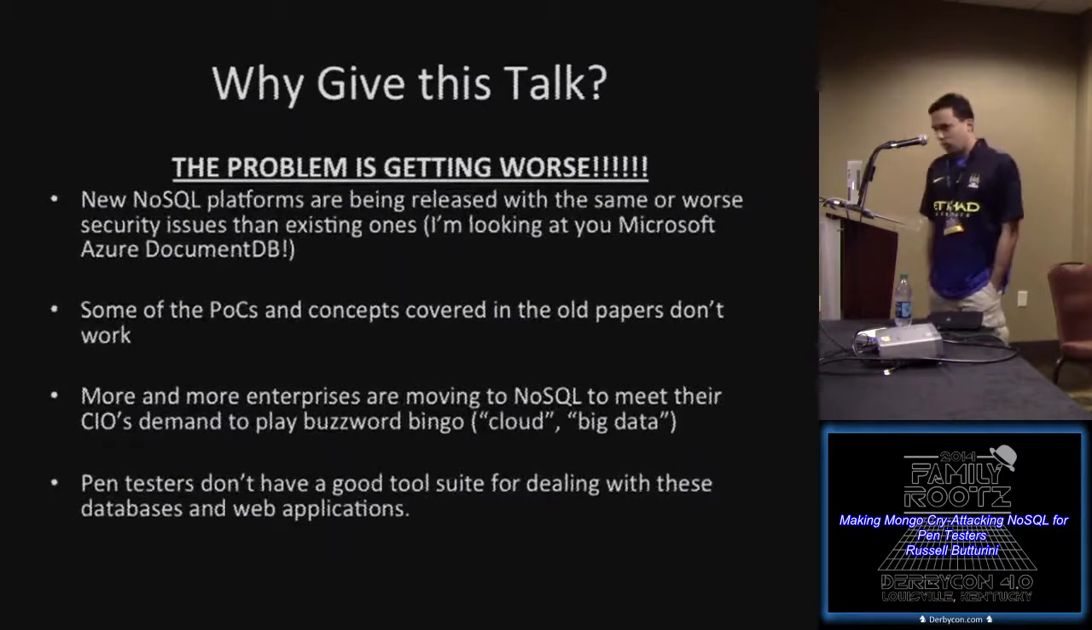But the problem's getting worse. There are new NoSQL platforms coming out every week, and every one of them has the exact same issues that their predecessors did. And in new revisions of Mongo, new revisions of Couch, they're not fixing anything. In fact, things are getting much, much worse than they were. Microsoft released an Azure platform-as-a-service NoSQL platform called DocumentDB. There's no way to write a query for DocumentDB without SQL injection. Basically, you have to insert inline SQL into your query strings in DocumentDB, and there's no other way to do it.